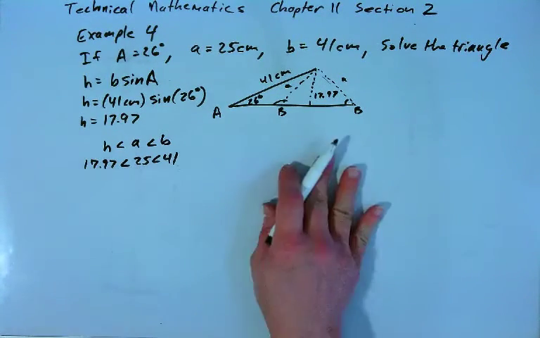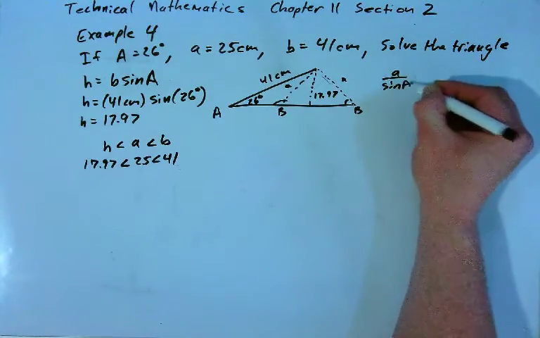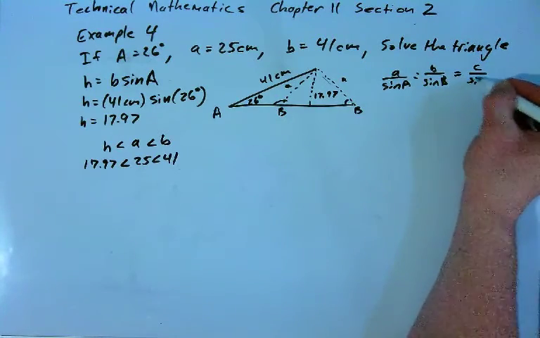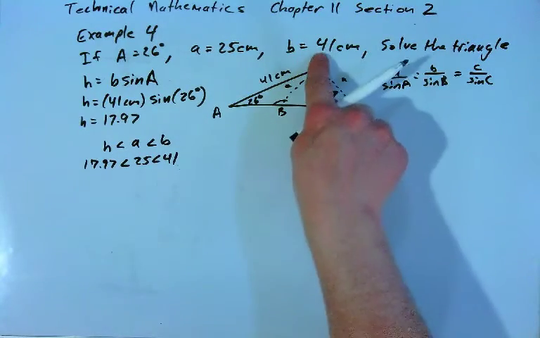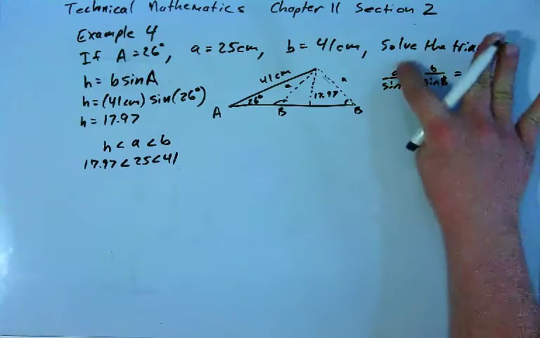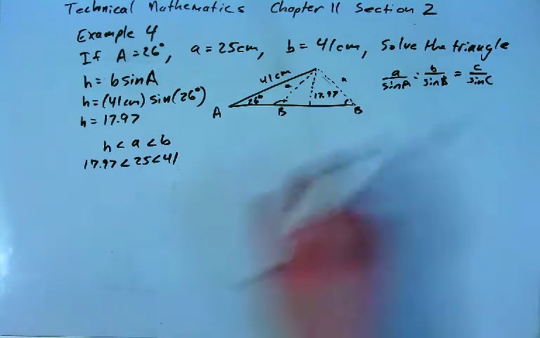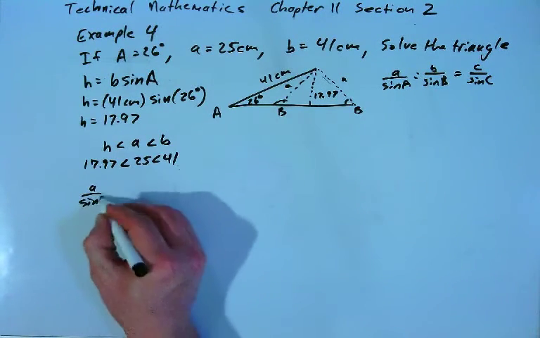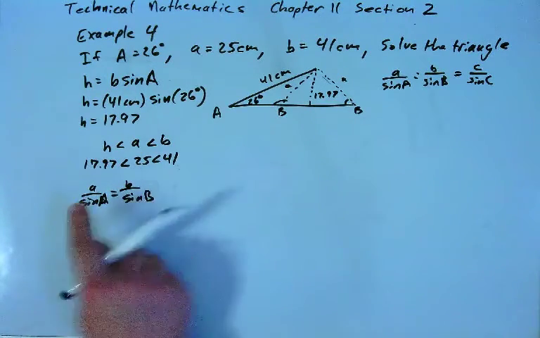And so we need to use the law of sines to solve this triangle. We know that a over sine A is equal to b over sine B is equal to c over sine C. That's the law of sines. And so we know angle A, we know side a, and we were given side b. So we're going to use a over sine A is equal to b over sine B. We're looking for angle B. And so we will have that a over sine A is equal to b over sine B.